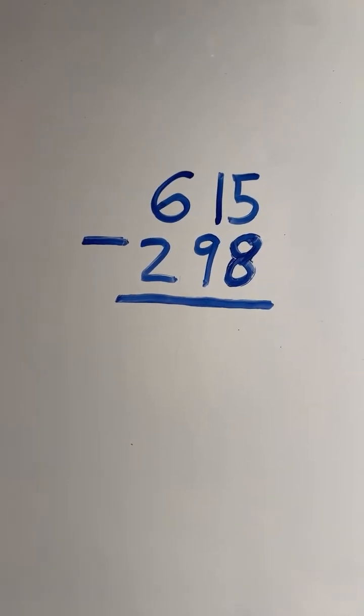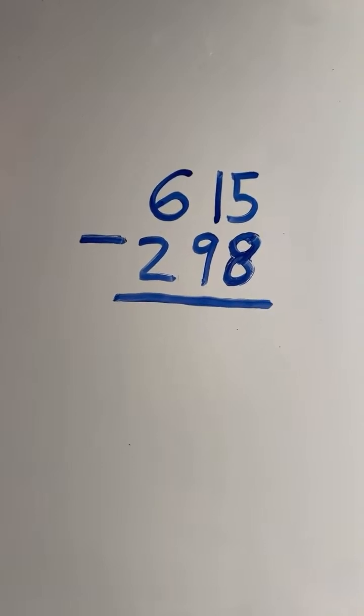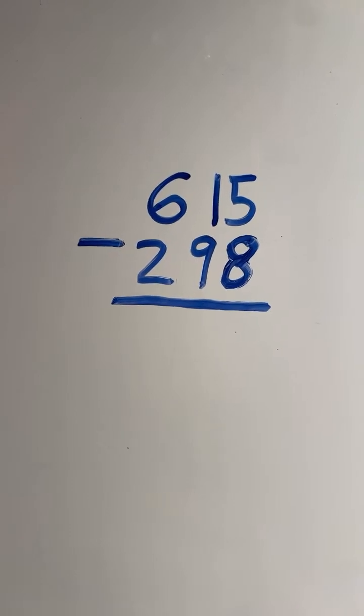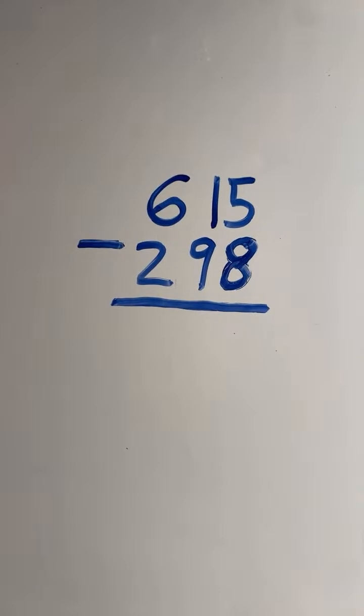Now with subtraction, we regroup whenever the bottom digit is bigger than the top digit. So before I do any subtraction, I'm always going to check and see if regrouping is needed. That means looking and seeing, are there any digits in the ones, tens, or hundreds place where the bottom digit is bigger than the top?